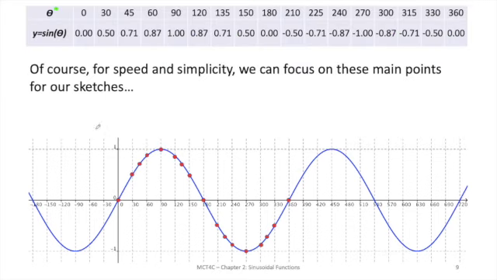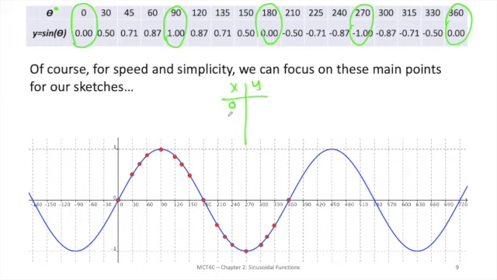So the ones that I want you to focus on are these ones: 1, 2, 3, 4, and 5. So the 5 points that you're going to sketch are going to be 0, 90, 180, 270, 360 if you were to just draw it like this. And then it is at 0, 1, 0, negative 1, 0.